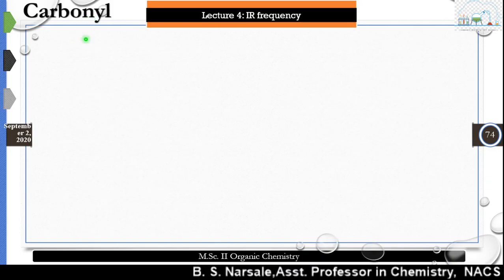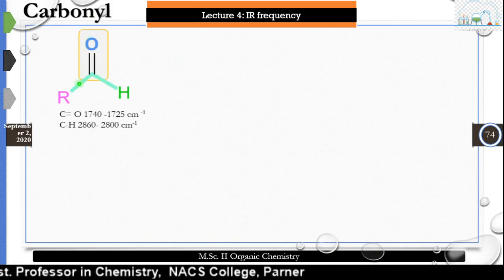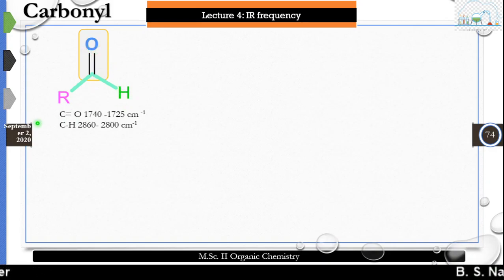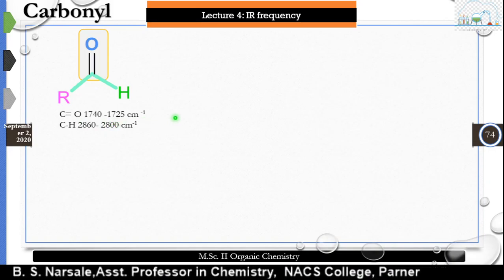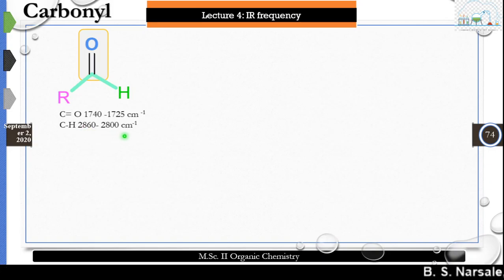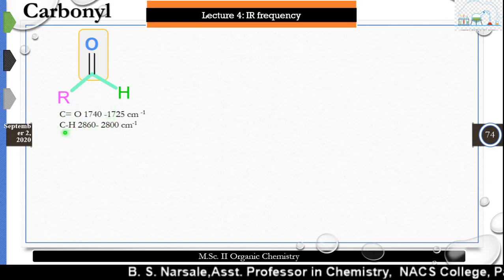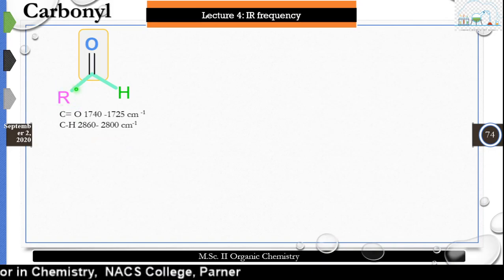In the carbonyl stretching frequency, there are a number of carbonyl functional groups, and you have to look at their stretching frequencies. The first one is the aldehyde, R-C double bond O-H, which has this carbonyl stretching frequency. You have to focus on this more. It is observed in between 1740 to 1725 centimeter inverse, while the C-H, which is a specific stretching frequency for aldehyde, is in between 2860 to 2800 centimeter inverse. This is the aldehydic stretching frequency. Sometimes the C-H stretching frequency falls down at 2700 also if the R group is aromatic in nature.